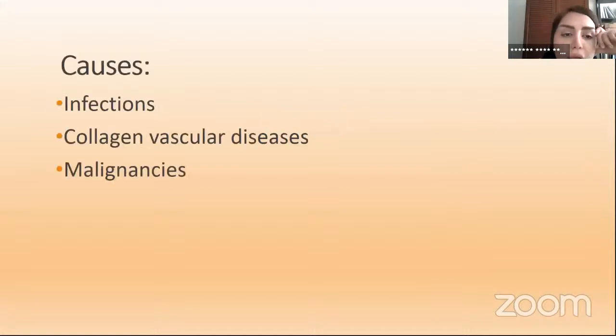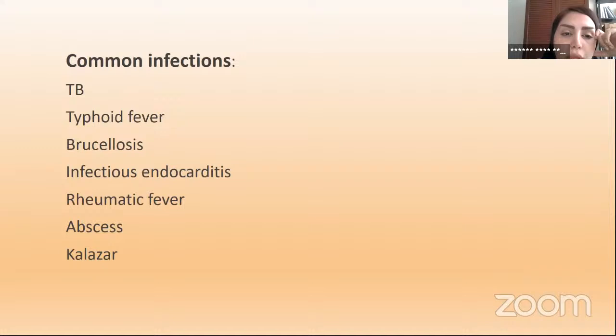Okay, fever of unknown origin. The causes are infections, collagen vascular disease, and malignancies. These are some of the more important causes of FUO. Among the infections that cause FUO, the important ones are TB, typhoid fever, brucellosis, infective endocarditis, rheumatic fever, abscess, and others.